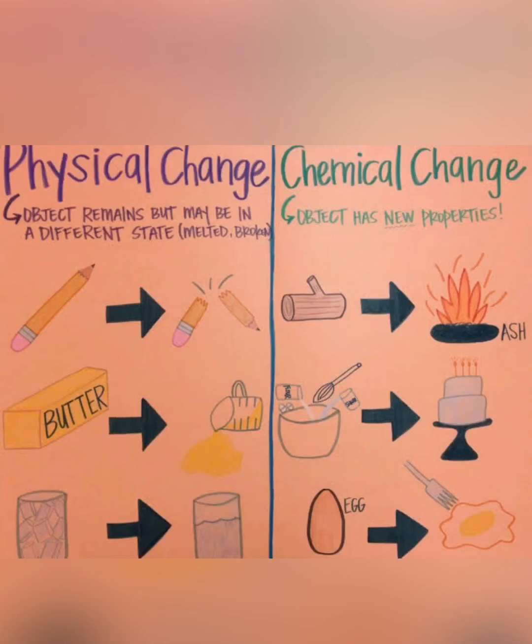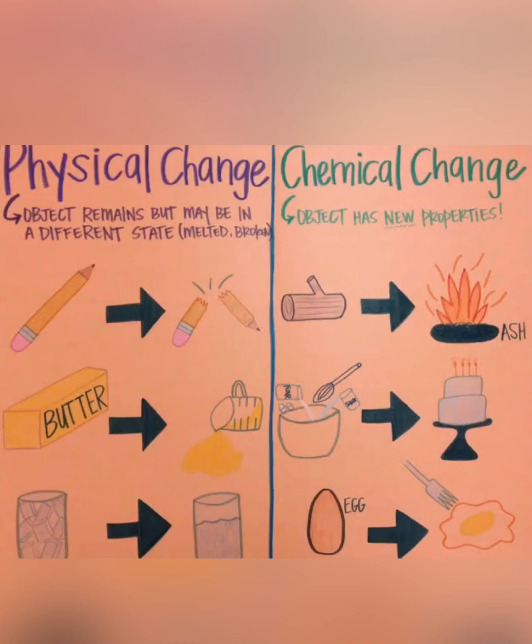If you take a pencil and break it into two pieces, this breaking is a physical change. Why? Because the object remains the same, but there is a difference in its state. For example, if you have butter and you keep it at room temperature, or if it is very hot outside and the surrounding temperature is high, then the butter will be in a melted state. So these are all considered physical changes.